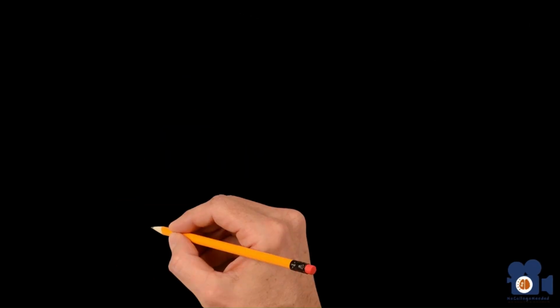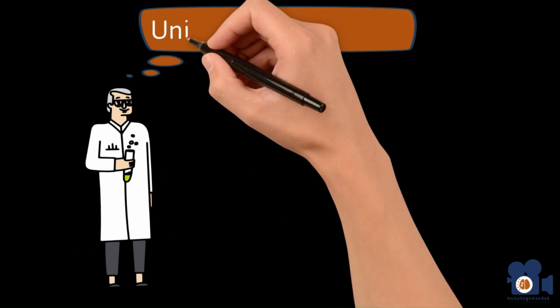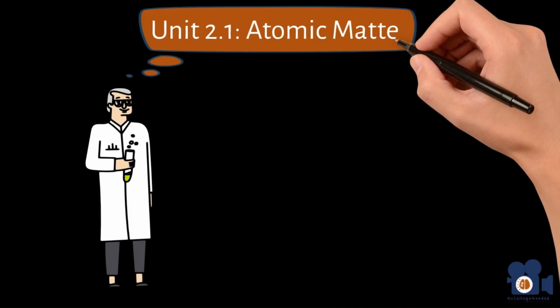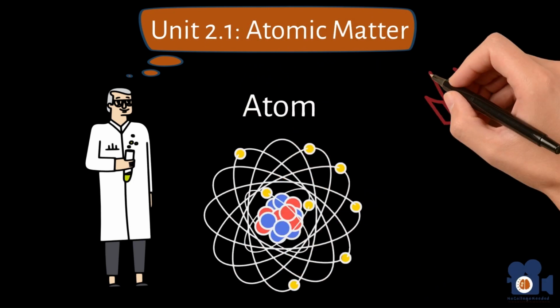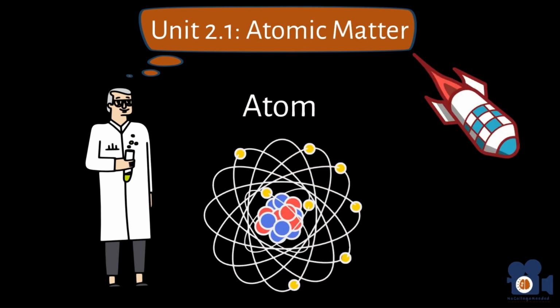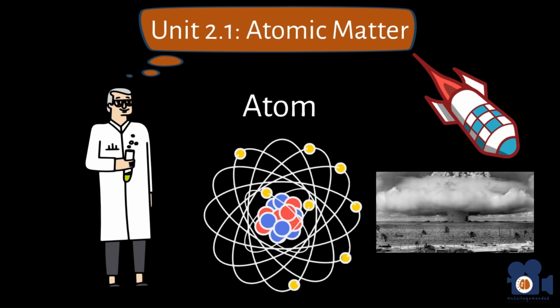Today we're delving into Unit 2.1 of the first half of General Chemistry, which goes over atomic matter. At some point in your life, you've probably heard of the word atom before. One of the most popular uses of it is in atomic bomb, but where did the word originate?